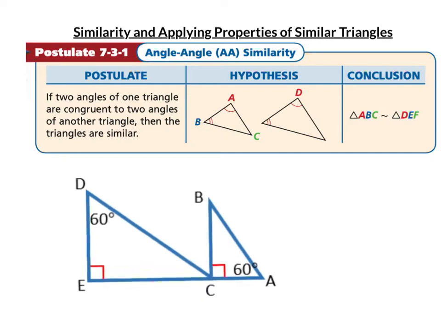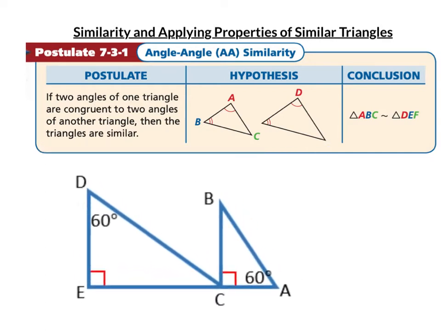Look at the triangles at the bottom of the page. Are these two triangles similar? That's the question. Look at the big triangle, triangle DEC. Notice the 90 and the 60. I can subtract from 180, 180 minus 90 minus 60, and that means this angle right here is going to have to be 30 degrees.